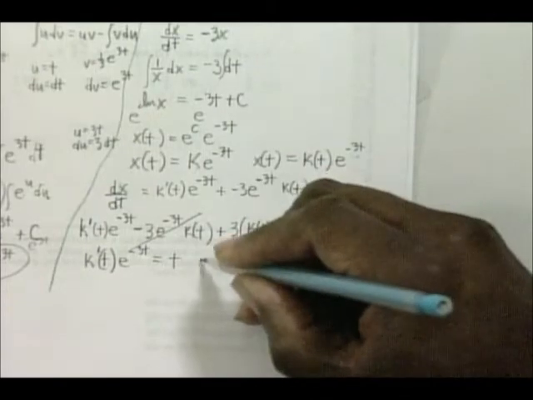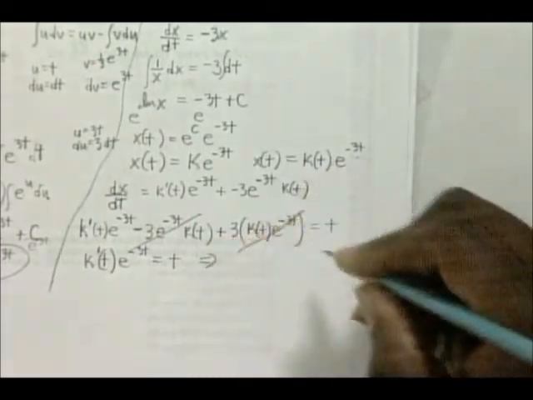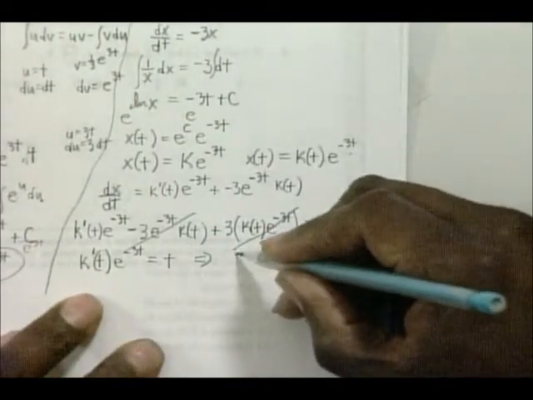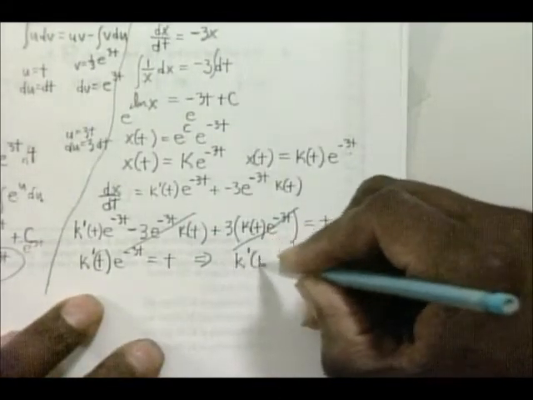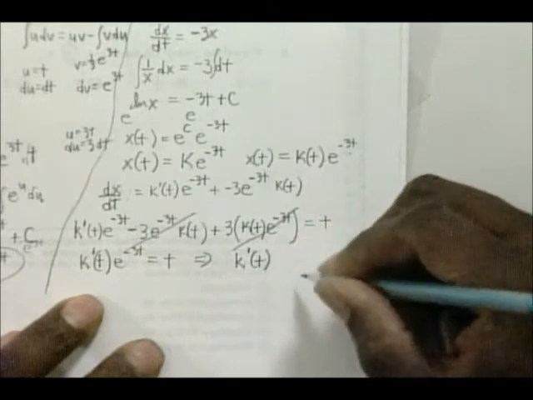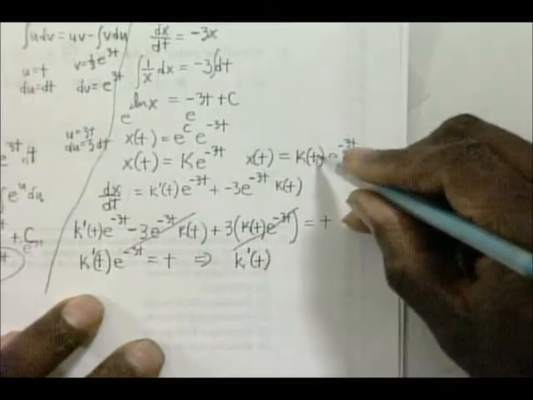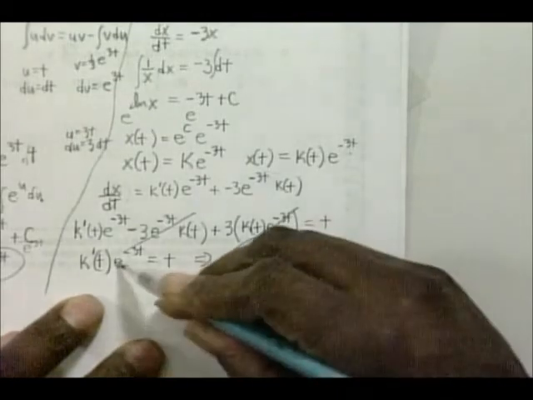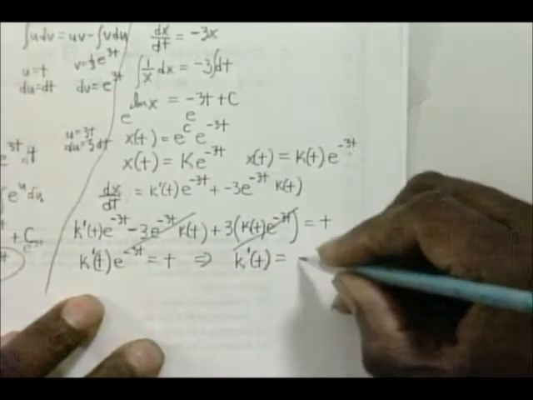And now that is the same thing as k prime sub t. Remember, we're trying to solve for k and put it right there. k prime sub t is equal to, you have to divide by e to the negative 3t on both sides.